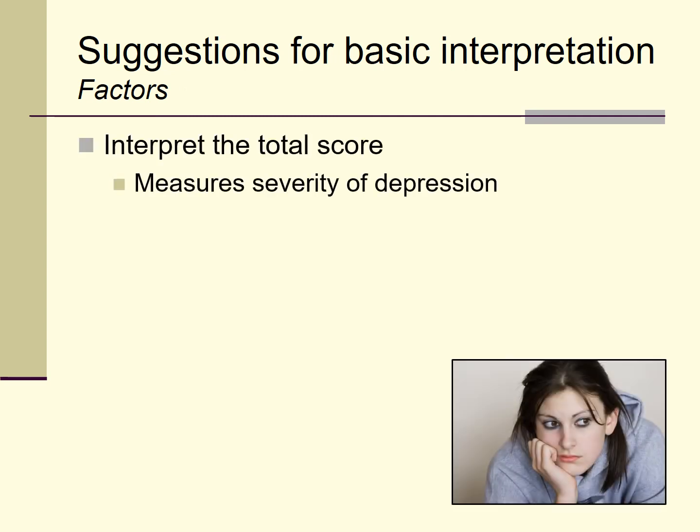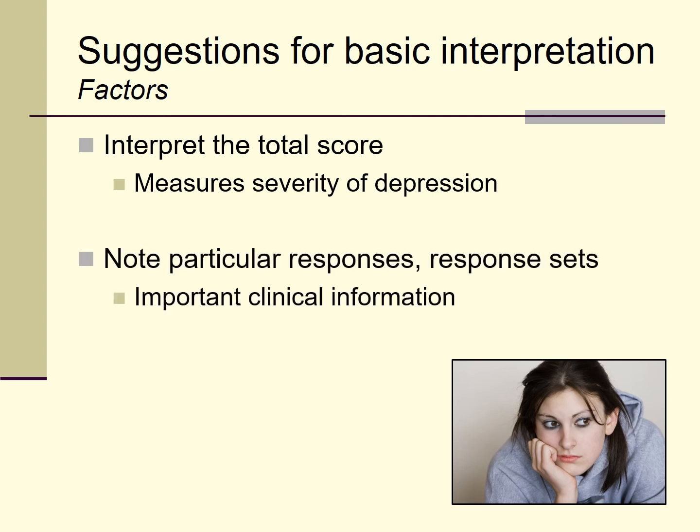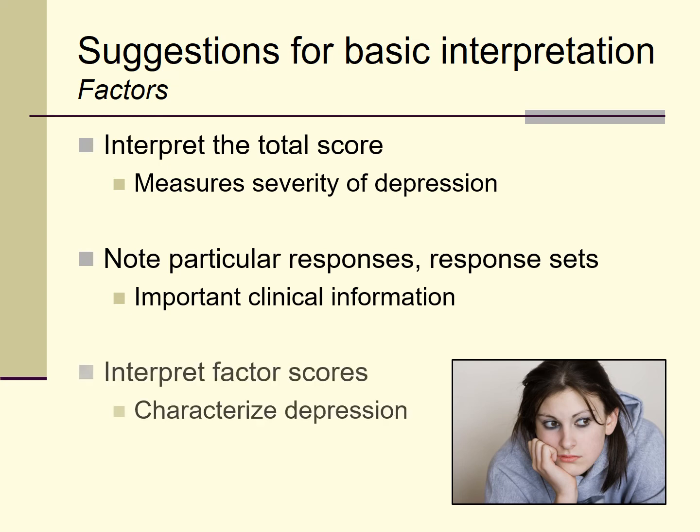So far I've really talked about interpreting the total score as a measure of overall depression, then maybe noting someone's particular responses or response sets. I've talked a little bit about cut scores. Now let's talk a little bit about factor scores, which may be useful in terms of characterizing depression.